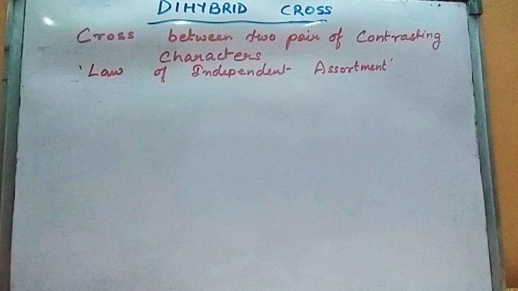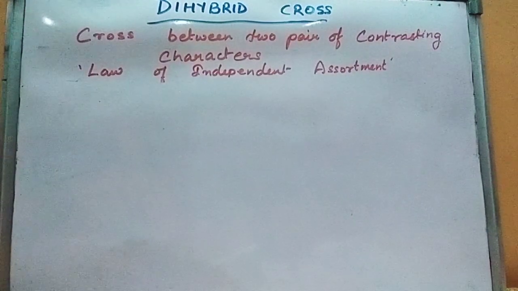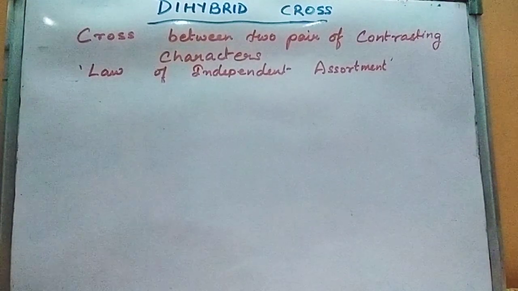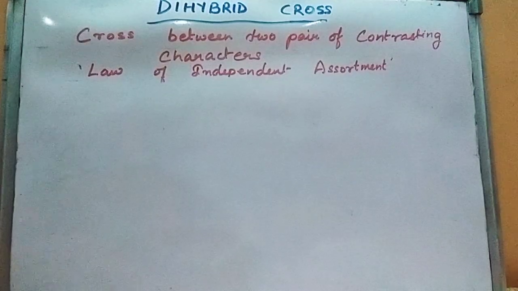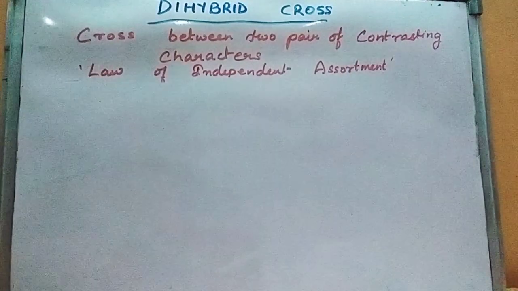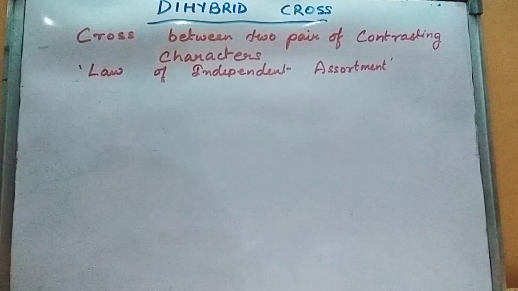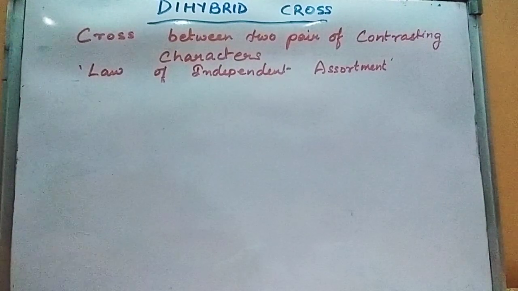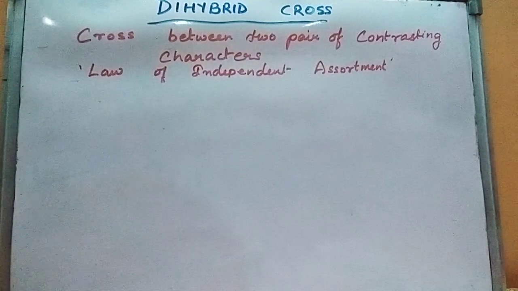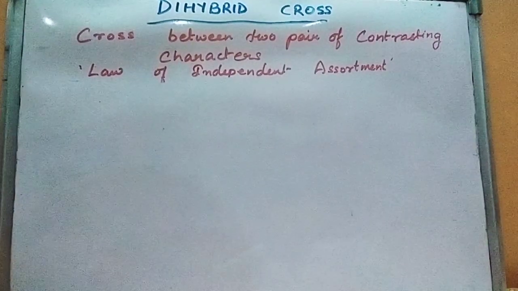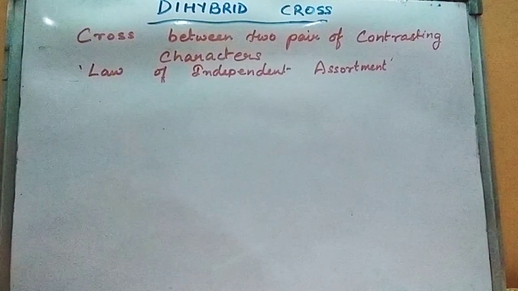So today with the same chapter, Principle of Inheritance and Variations, that is genetics, I've come with the topic dihybrid cross. Dihybrid, the word itself you understand: di means two, hybrid means heterogeneous. So it is a cross between two pairs of contrasting characters.